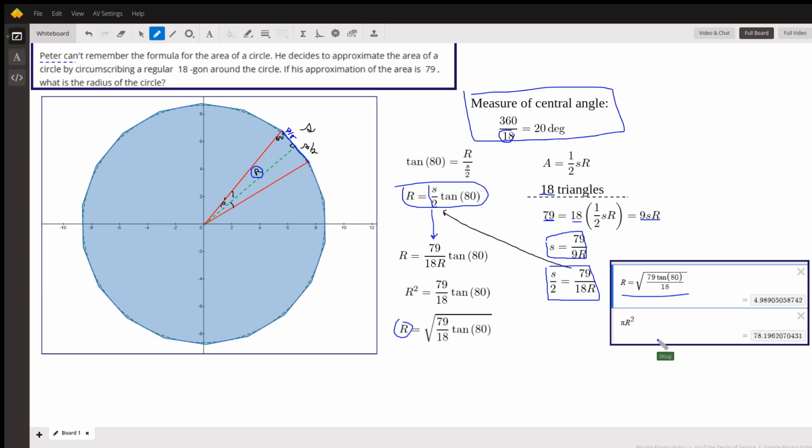4.99. If I substitute that into the formula for the area of a circle, I get 78.19. So this 79 was a pretty good approximation for the area of the circle.